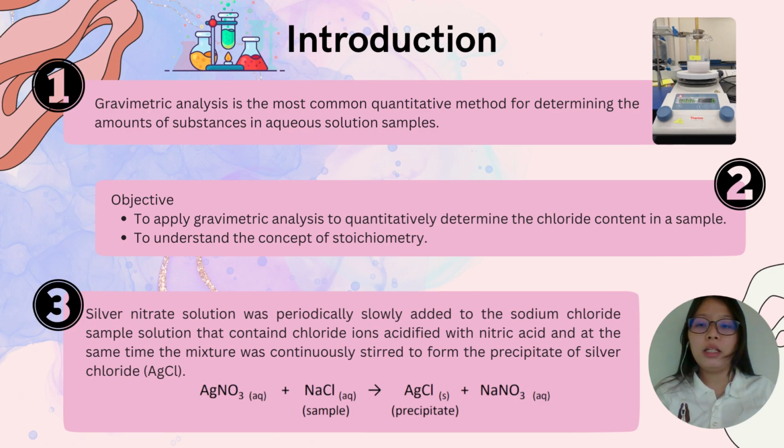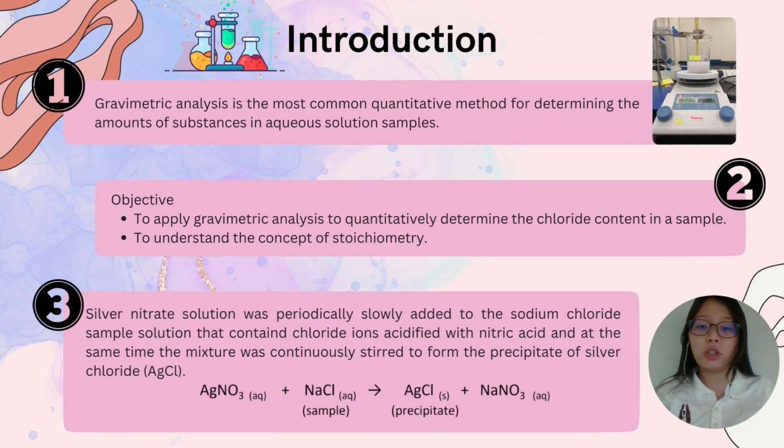During heating, 0.2 molar silver nitrate solution (AgNO3) was slowly and periodically added to the sodium chloride and HCl sample solutions that contain the chloride ions, and then acidified with 0.5% of 6 molar nitric acid (HNO3). At the same time, the mixture was continuously stirred to form the precipitate of silver chloride (AgCl).